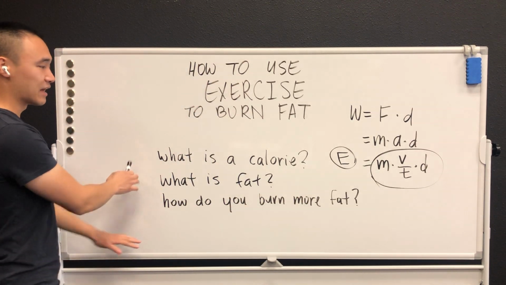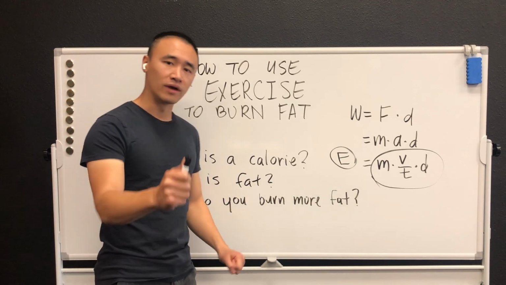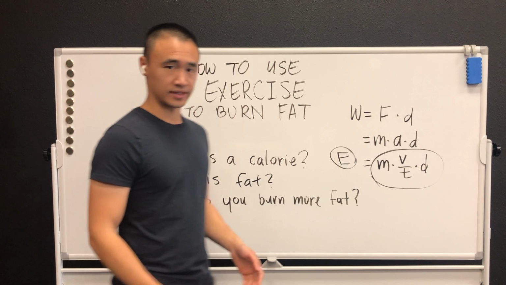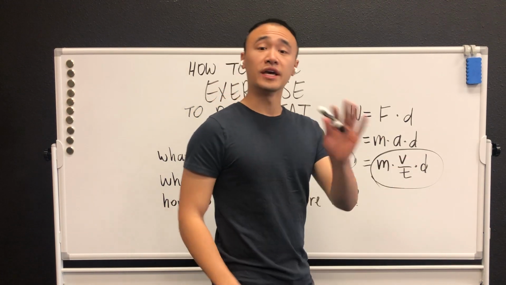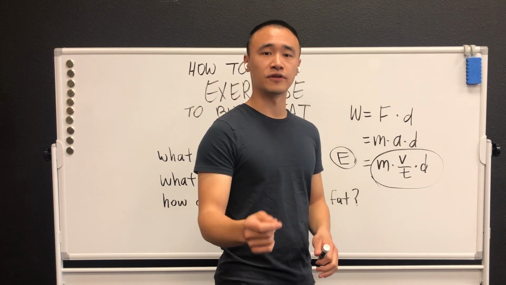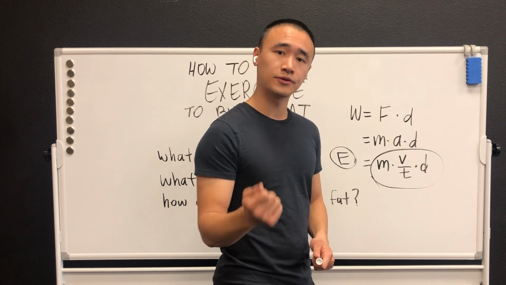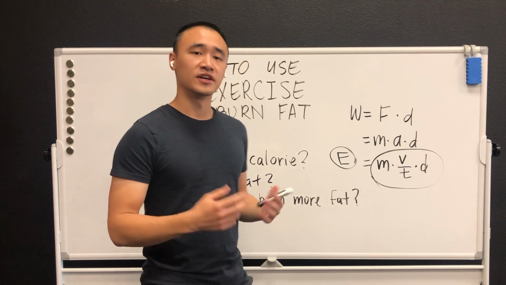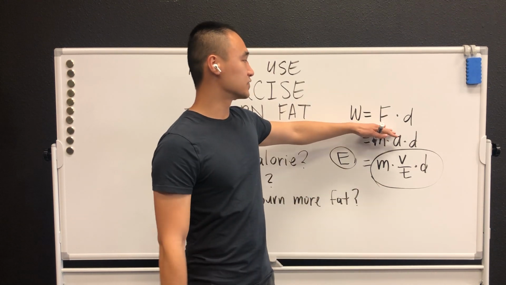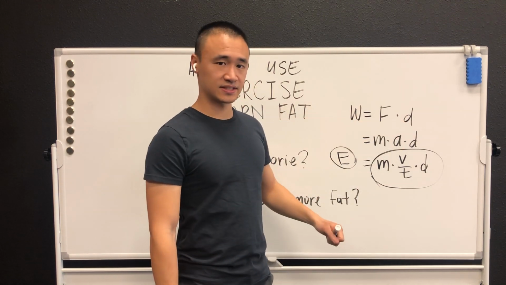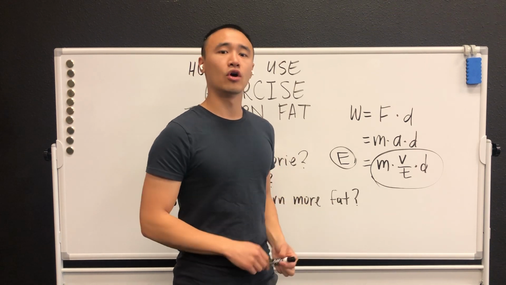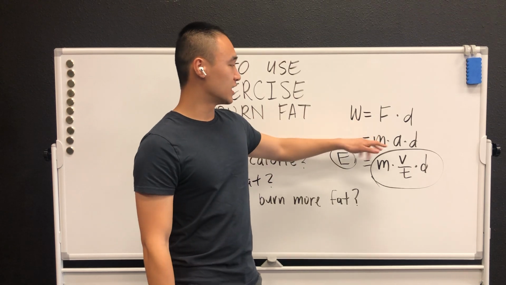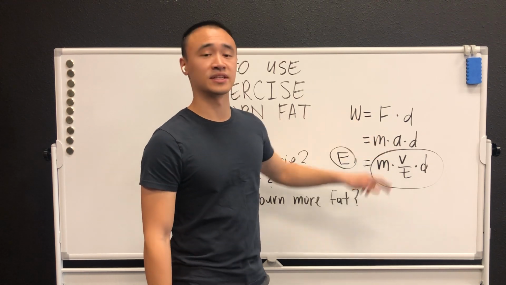And finally, now that we understand what a calorie is and what fat is, we can move on to figure out how do you burn more fat during your workouts. Now, in order to do that, we're going to have to go back to an equation that you probably remember back in science class as well. So the work function is one that compares the force and the distance, right? The force that we exert over a certain distance. Now we can break that down further. The force is equal to the mass times the acceleration.